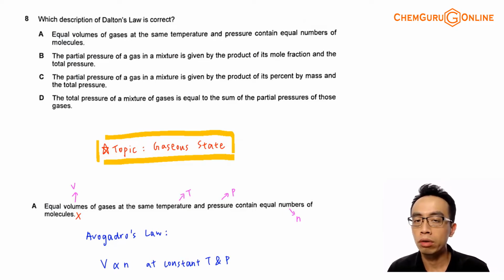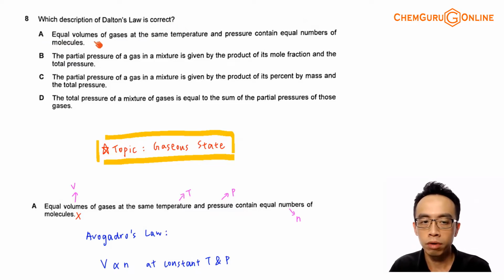Now in this video, we want to discuss the suggested solution for 2021 A-Levels H2 Chemistry Paper 1 Question 8. So let's take a look at Question 8. Which description of Dalton's law is correct? So we have four options.